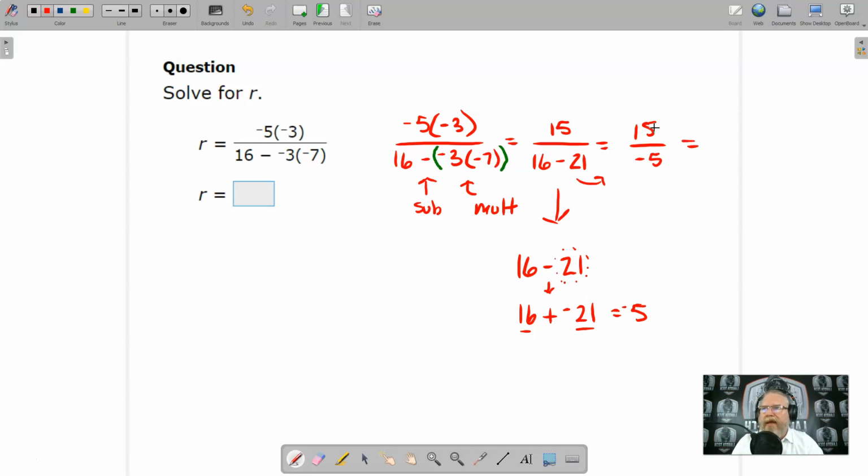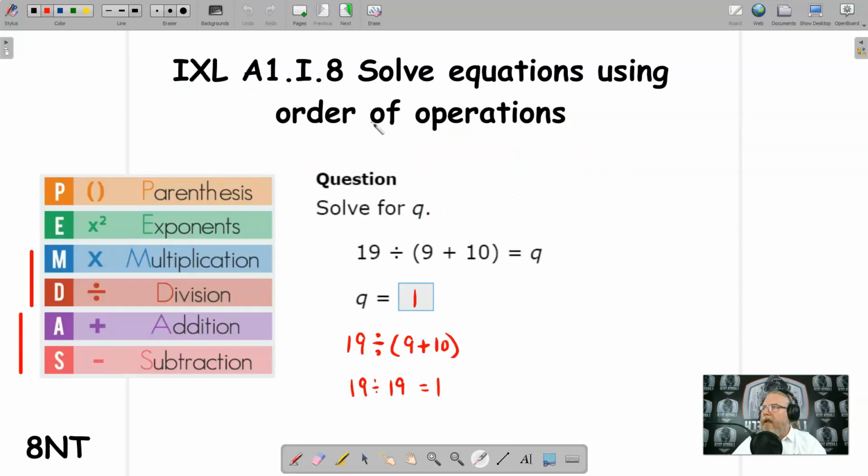Now I have a positive number divided by a negative number, so that's going to give me a negative result. And 15 divided by 5 is 3. There we go. Long video, trying to get through it. So -3. All right, so those are all of my examples for IXL Activity A1.I.8 Solve equations using order of operations. Good luck with your activity.